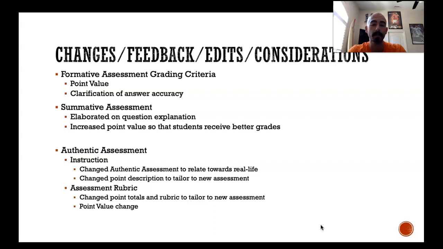I believe it was out of 5, so I think it was 5, then 4.5, and 4, then 3.5. Well, it makes it a little bit easier to get a better grade if you miss one or two questions. And authentic assessment. In the instruction, I changed the authentic assessment altogether to relate towards real life as opposed to what I had before, which was a poster. And then I also changed the point description to tailor towards the new assessment as well. In the assessment rubric, I changed the totals and rubric itself to, again, tailor towards the assessment, and also the point value change. I changed the point values just to make it a little bit easier to get a couple more points.